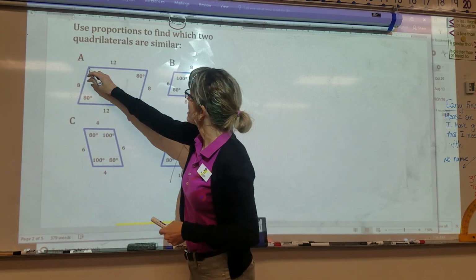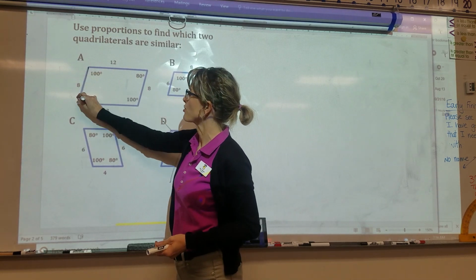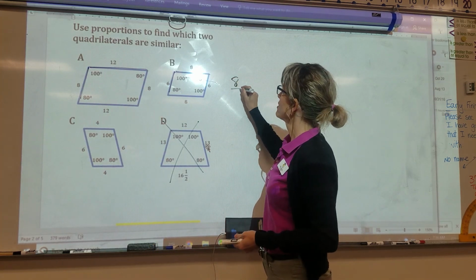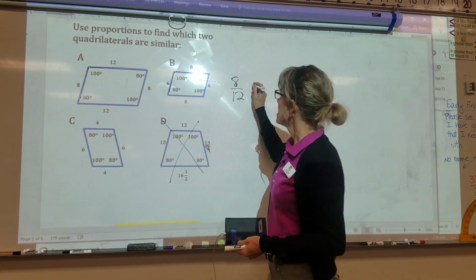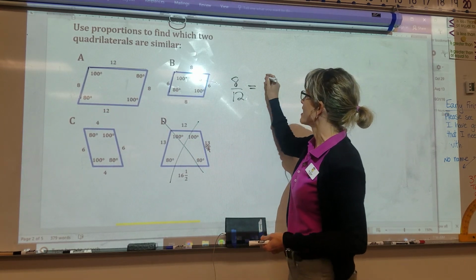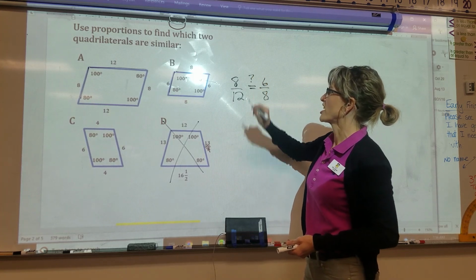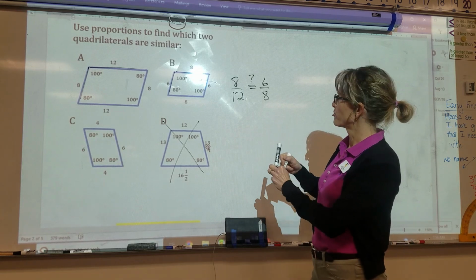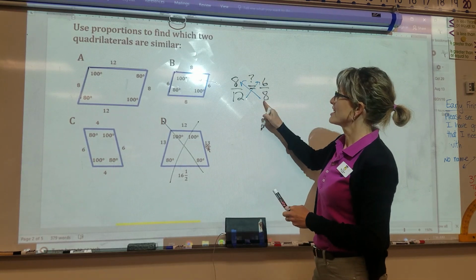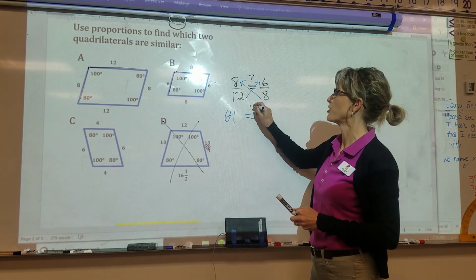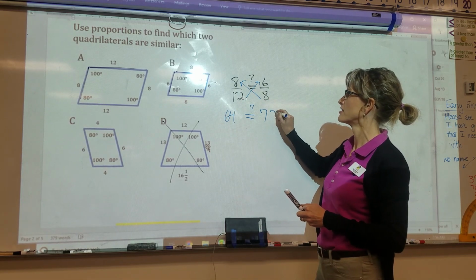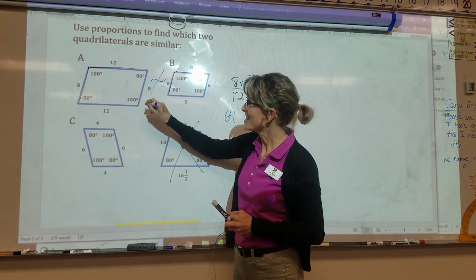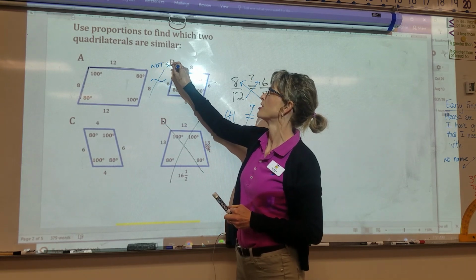So let's try A and B and see, are they similar? So we're going to go short side to long side, short side to long side. We're going to set up a ratio. 8 over 12, that's that ratio. Is it equal to this ratio, 6 to 8? This is the proportion we're checking. We're going to put a question mark. Is 8 over 12 equal to 6 over 8? Let's do a cross multiply check. Is 8 times 8 equal to 12 times 6? No, it's not. So therefore, these two are not similar.